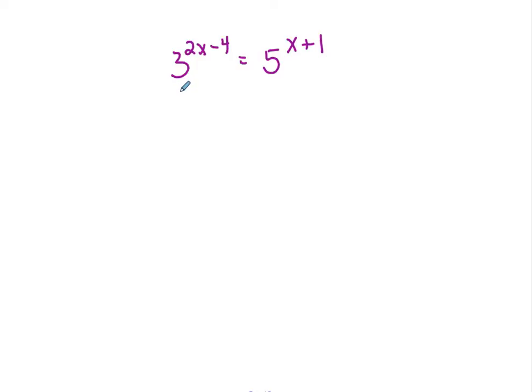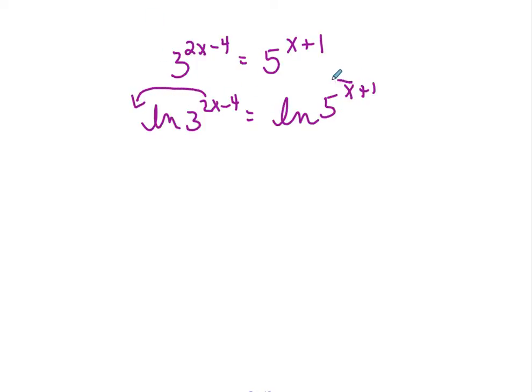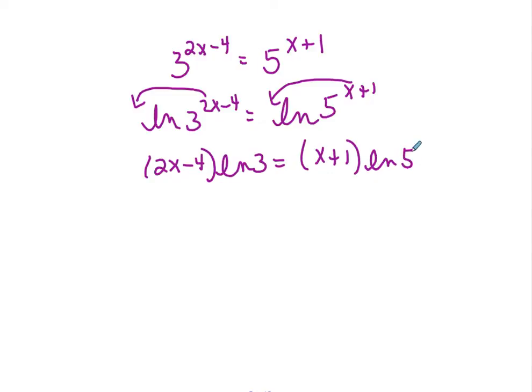I'm going to choose to take the natural log of both sides, but I would suggest that or the log base 10. Because when I do that, I can get my variables out of my exponent, because my exponents are going to move to the front. So this becomes 2x minus 4 times ln of 3. That's equal to x plus 1 times ln of 5.